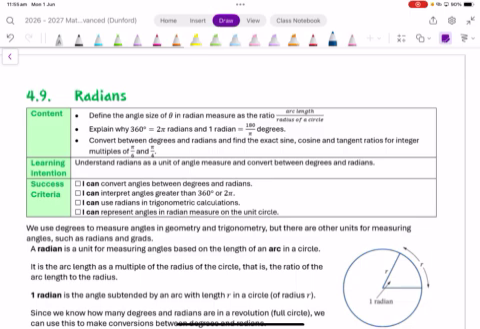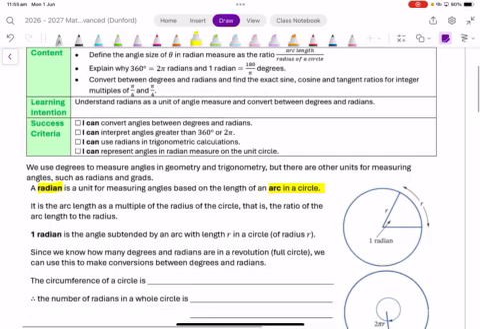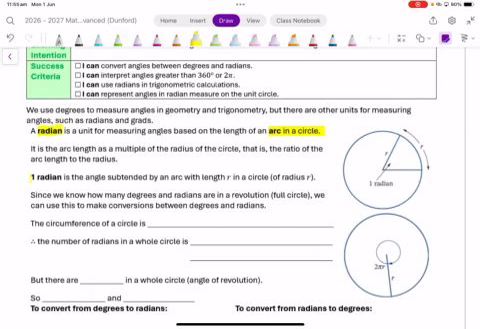So a radian is a unit for measuring angles based on our arc in a circle. So it is the arc length as a multiple of the radius of the circle. That is the ratio of the arc length to the radius. So what we have is that 1 radian is the angle subtended by an arc length with length radius r, okay? And so what that means is that our radius is equal to our arc length. They're the same, and that's worth 1 radian, where the radian is the angle in there.